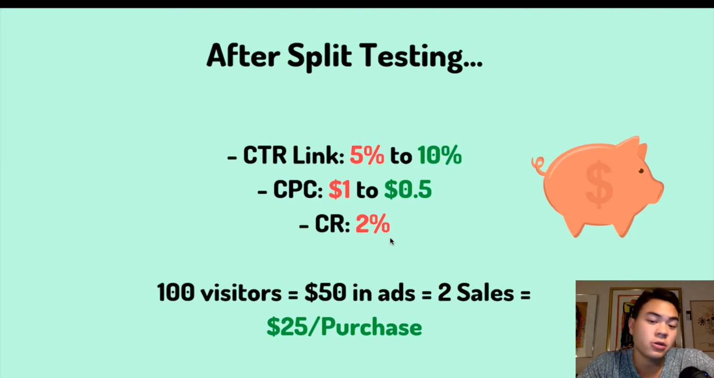So now let's look at the same scenario again. To get 100 visitors, we only have to pay $50 now. And out of those 100 visitors, we're still getting 2 sales since our conversion rate on our store is still 2%. That means we're only paying $25 now for the purchase after doing a simple and very easy split test. Do you see now how that is actually very crucial when scaling and testing and finding new products, that you use this to decrease your costs and ultimately keep more profit in the end?